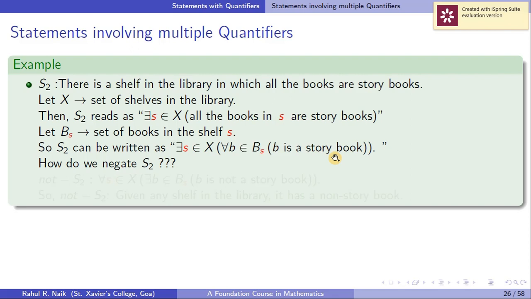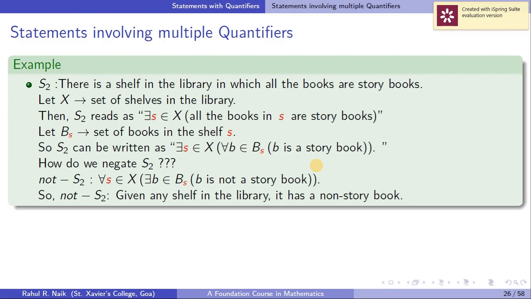Again, negating the statement won't be a difficult task if you just look at the statement with the quantifiers written in the mathematical form. So what you will say is that for every S in X, you give me any shelf in the library, I'll be able to find a book in that shelf which is not a storybook. That is the negation of this. Given any shelf in the library, it has a non-storybook. That's what it means in simple English. So these two examples show you how you can negate a statement involving multiple quantifiers.